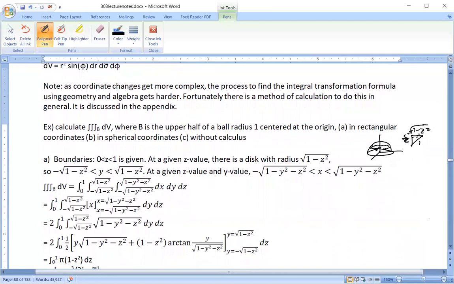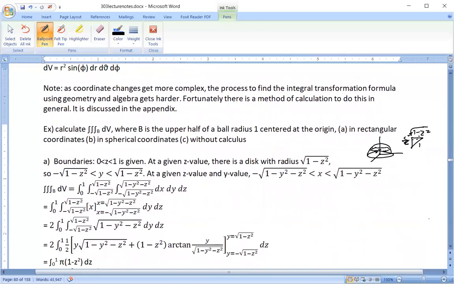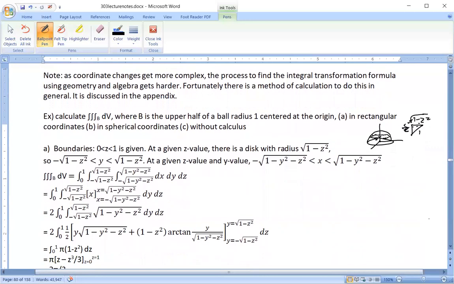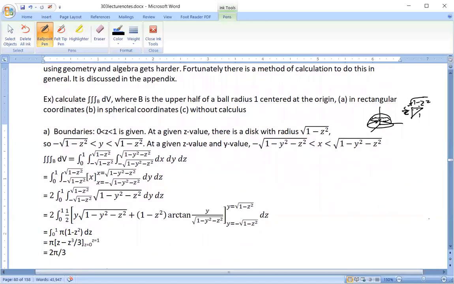Plugging in, things cancel, and you actually wind up with pi times 1 minus z squared. So finally, we have to do this integral. And that's pi times z minus z cubed over 3. And now we need to evaluate it as z goes from 0 to 1. So plugging in, we get 2 pi over 3.